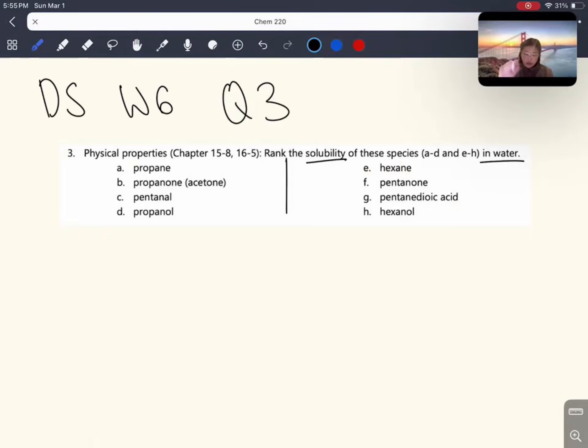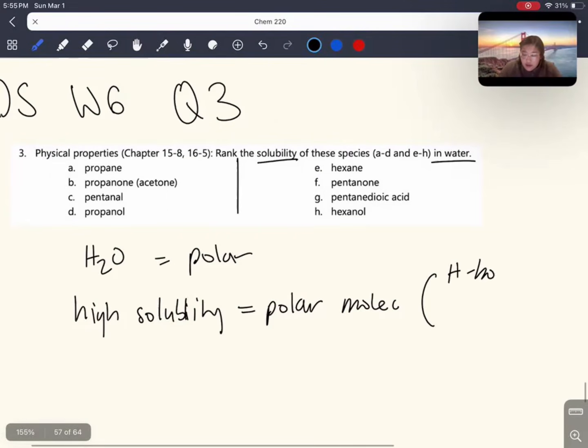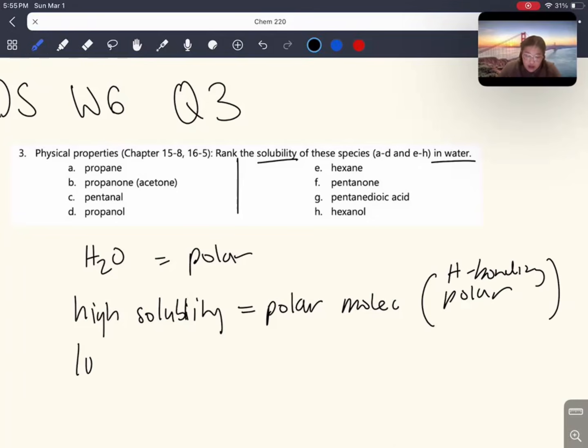Now let's think in general about solubility in water. What are the properties of water? Water is polar. High solubility will equal polar molecules, so think about molecules that have H bonding, are polar, et cetera. And low solubility would be non-polar molecules, because they wouldn't interact with the water.